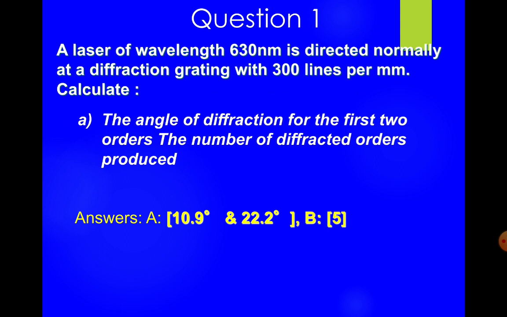Some questions. A laser of wavelength 630 nanometers is directed normally at a diffraction grating with 300 lines per millimeter. Find the angle of diffraction for the first two orders and the number of diffracted orders produced. Just use the formula. You can use n is 1 for the first one, n is 2 for the second one, and you can calculate the angle. And we can calculate the total number of diffracted orders produced.